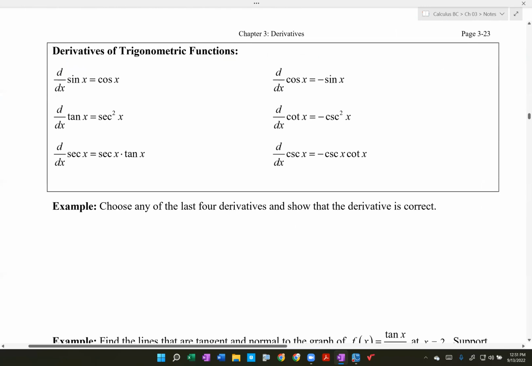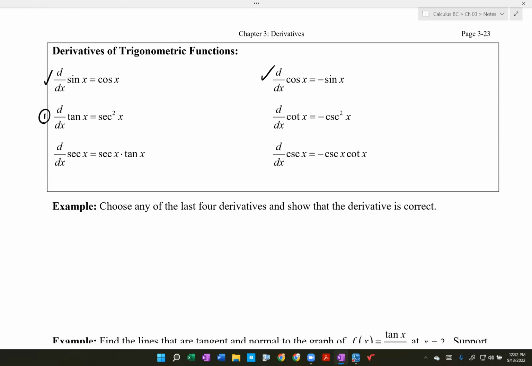Now, what we have are the two facts that we just talked about. The derivative of sine is cosine. The derivative of cosine is negative sine. But the derivatives for all the other trigonometric functions also exist, and we can derive them based on the fact that we know sine and cosine. Let's do an example. So choose any of the four. We're going to choose tangent.